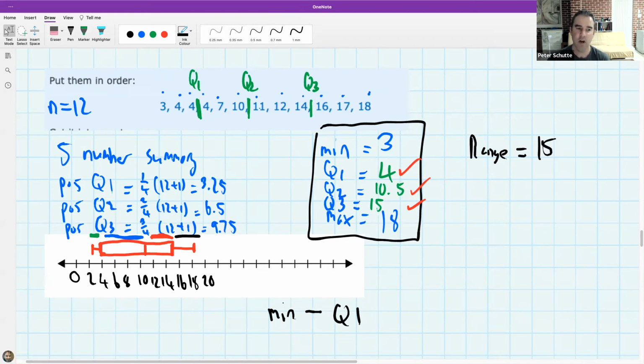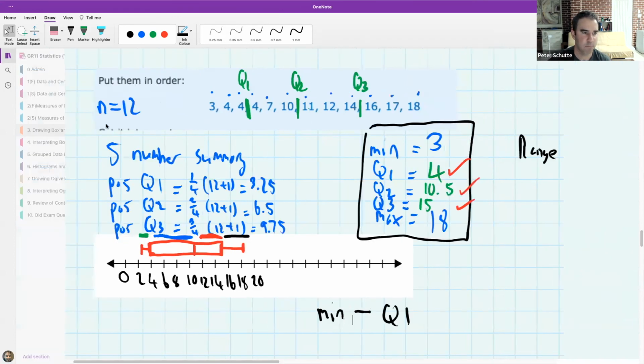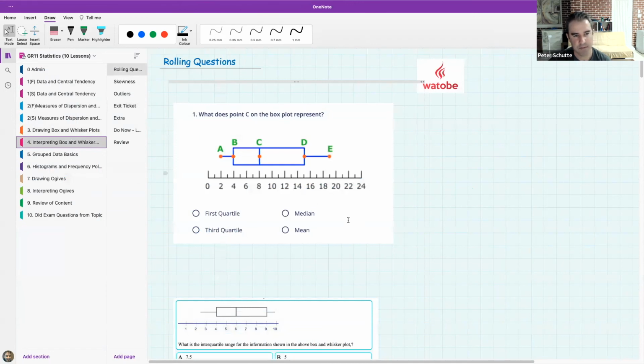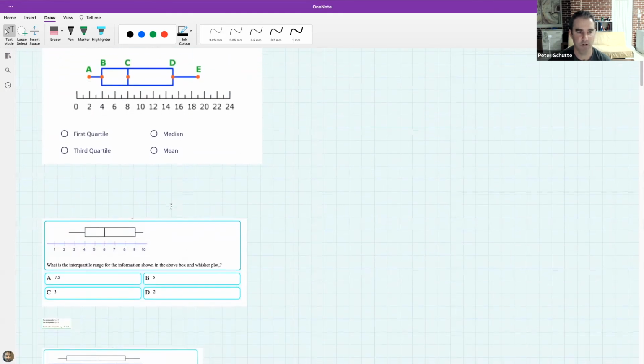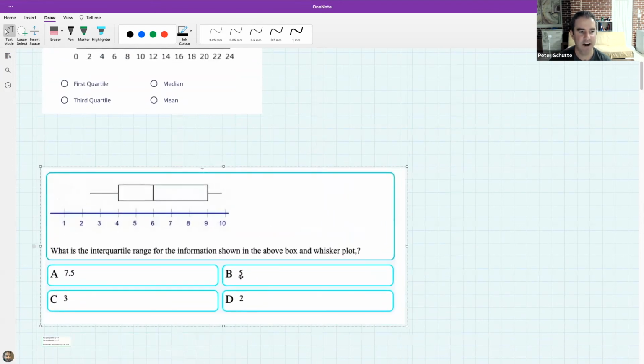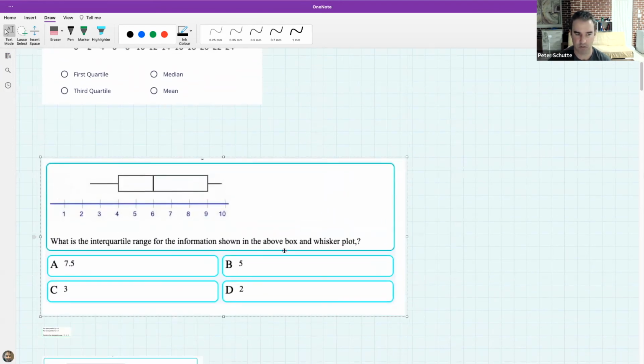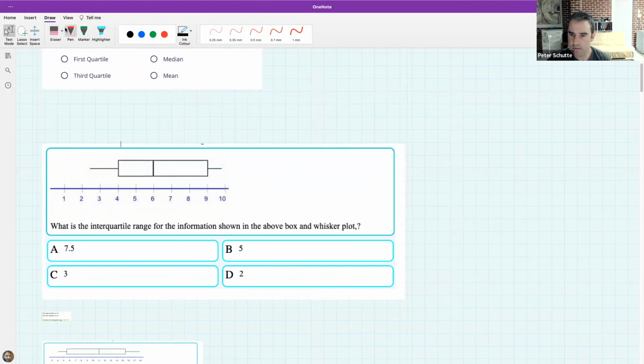In the next lesson, we'll look at things like, let's give you a sneak preview, interpreting. If I give you a box and whisker plot, can you interpret information from the box and whisker plot? So here's an example. Find the interquartile range from this box and whisker plot. And in that you need to know that that's Q1, that's Q3. And so the interquartile range is just the distance between here and here. But we'll talk about that a bit more in the next lesson.